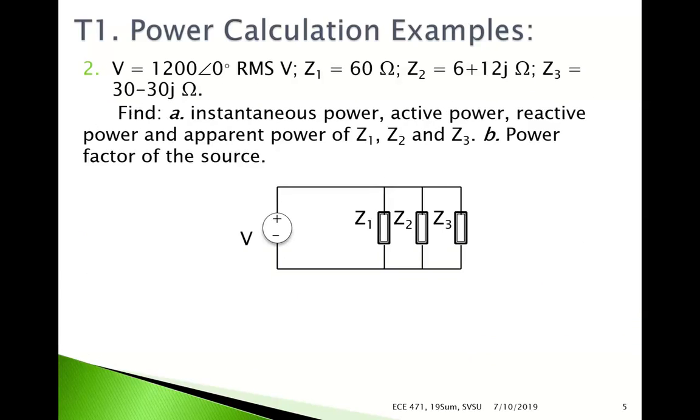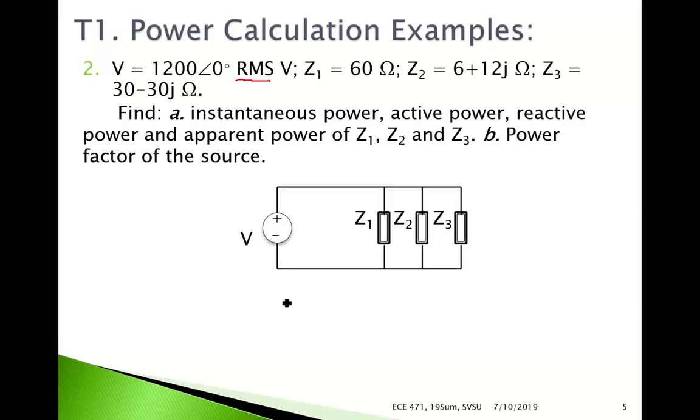Now we follow basically the same idea and workflow to solve example 2, in which the voltage source is given in RMS value, very nice, and also as a phasor, feeding 3 parallel loads Z1 through Z3. The questions are basically asking to find 4 different powers and the power factor.